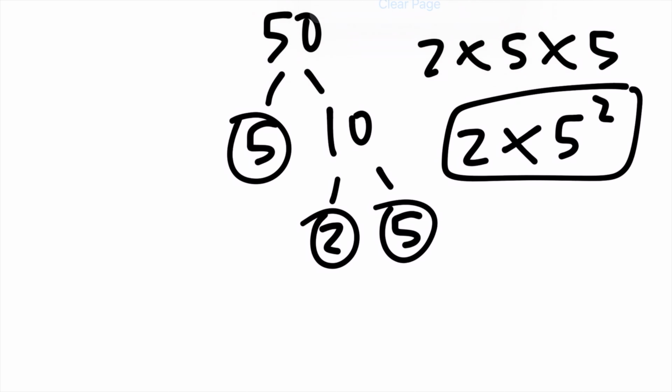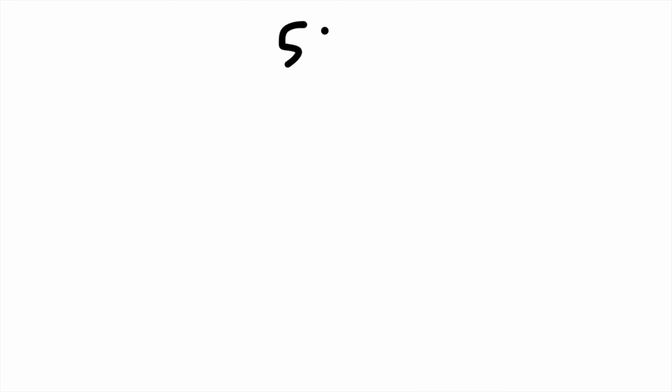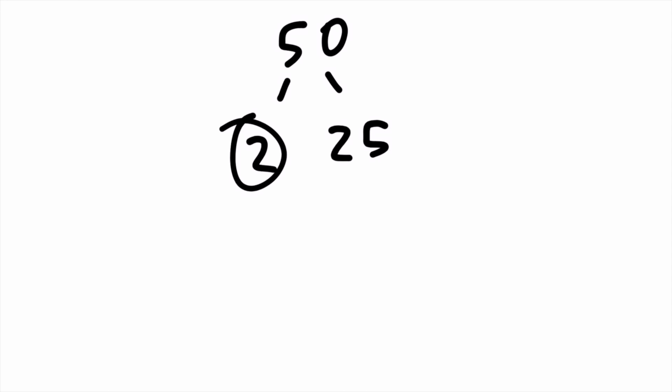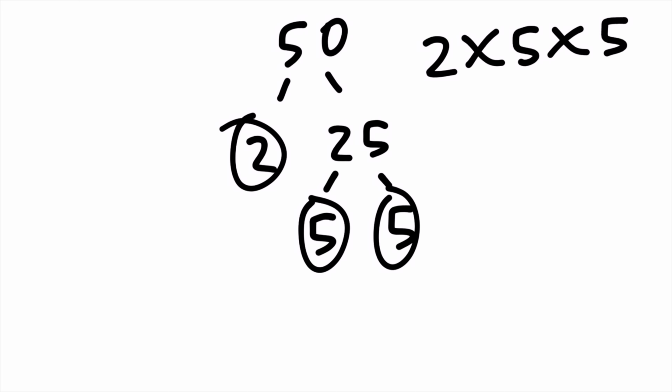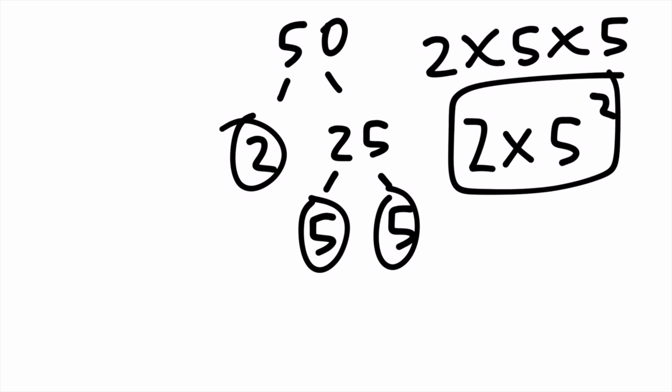Now I'm going to break down 50 using 2 times 25. I'm going to circle the 2 because it's prime, and then 25 is 5 times 5, and if I write 2 times 5 times 5, I am done. However, if I would like to, and I am going to, I'll write it using exponents: 2 times 5 to the second power.